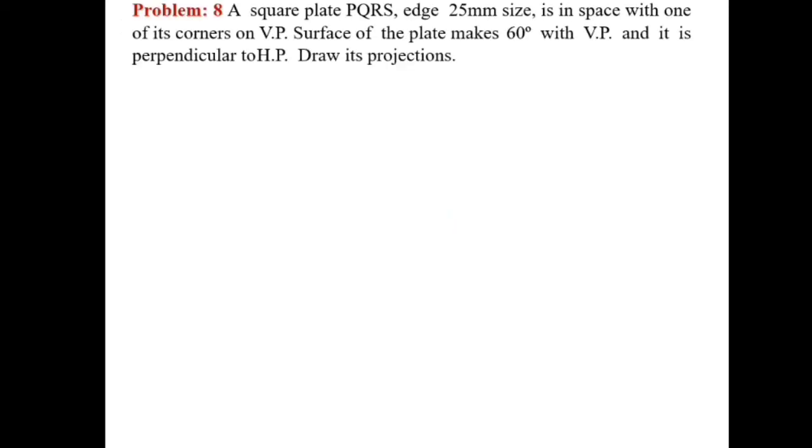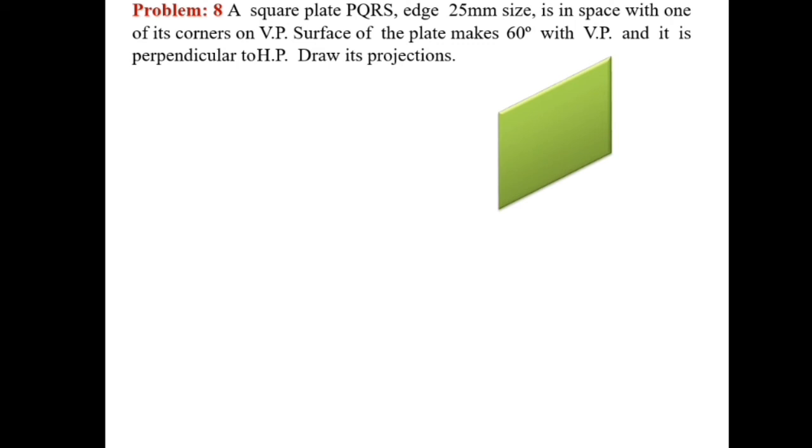Next, problem number 8. A square plate PQRS, edge 25 mm size, is in space with one of its corners on VP. The surface of the plate makes 60 degrees with VP and it is perpendicular to HP.